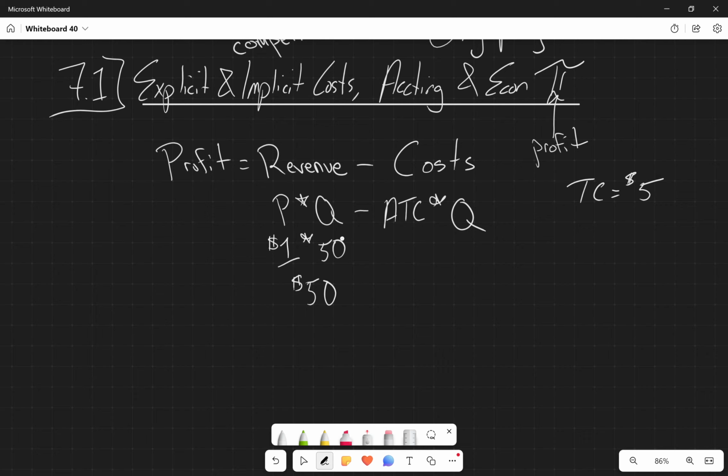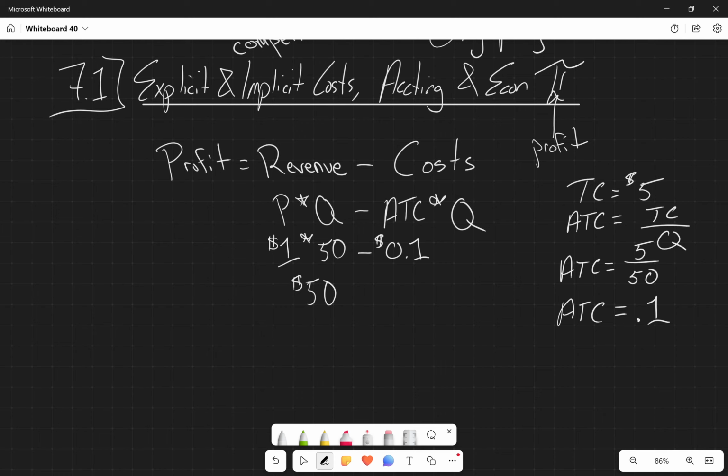And so since I am selling 50 cups, if I want my average total cost, I would take my total cost and I would divide it by the quantity. So average total cost is equal to 5 divided by 50. And so my average total cost is going to equal 0.1. So now I'm going to say minus $0.1 times my 50. Now when I multiply this, what happens? I reconstitute my total cost. So this ends up being my total cost, which ends up just being 5. So this ends up being 50 minus 5. So my profit ends up being $45.